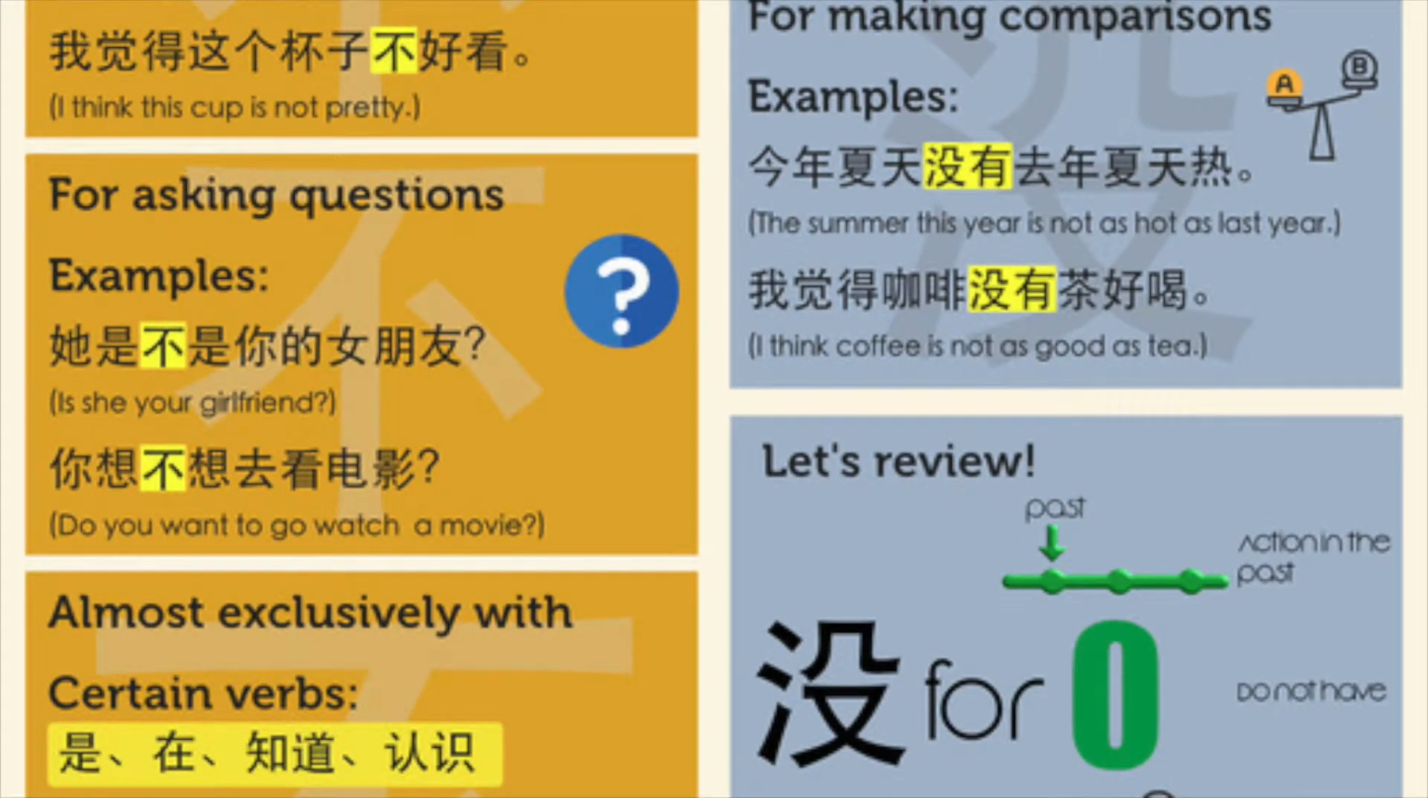For asking questions, 不 is also appropriate. For example, 她是不是你的女朋友? Is she your girlfriend? 你想不想去看电影? Do you want to go watch a movie?